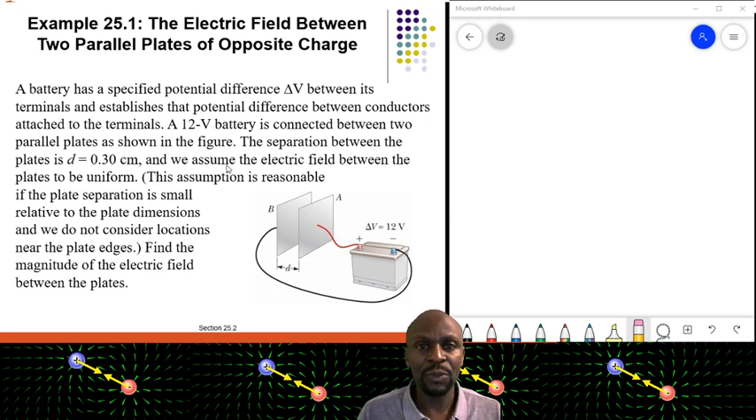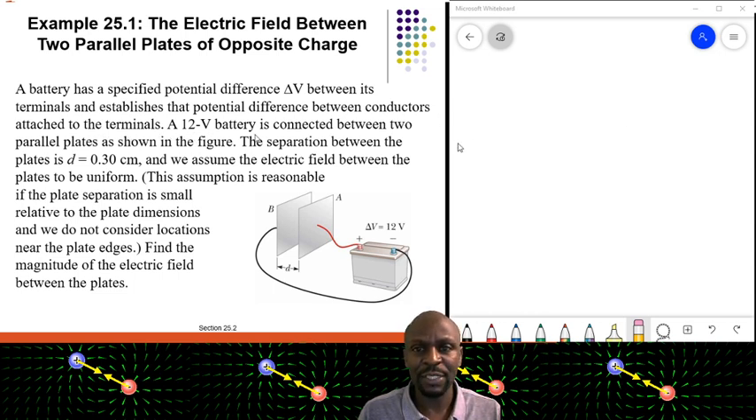Now let us also do the following quick example: the electric field between two parallel plates of opposite charges. These two parallel plates are nothing else but a capacitor, and that is a chapter that we will be doing after this one. A battery has a specific potential difference between its terminals. Establish that the potential difference is between the conductors attached to the terminals.